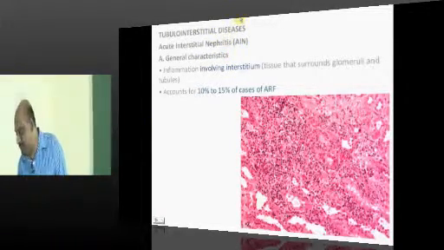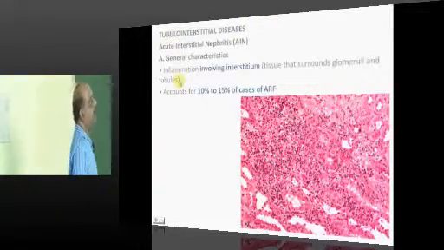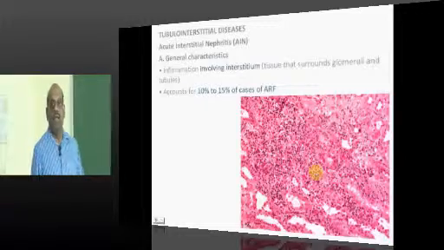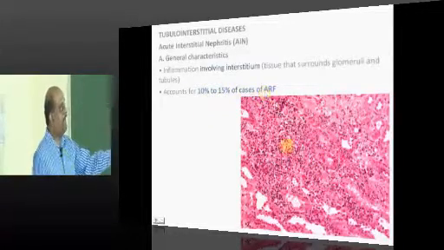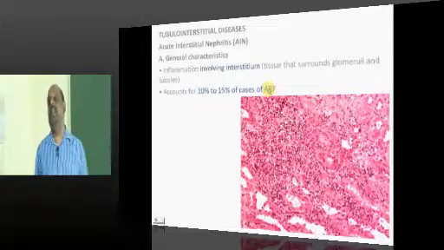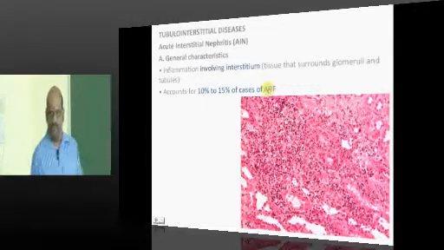Tubulointerstitial diseases, let us take up. There is an inflammation of the interstitium, and in 10 to 15% of cases, tubulointerstitial diseases instead of glomerulopathies will be responsible for ARF.